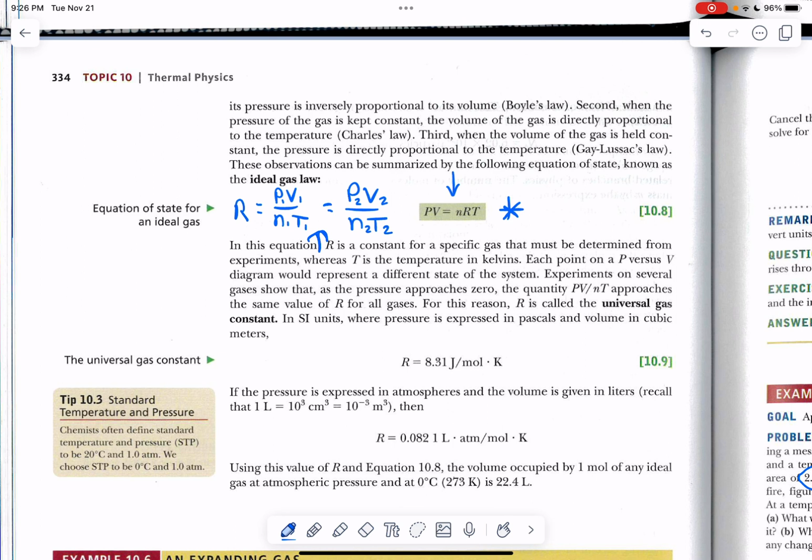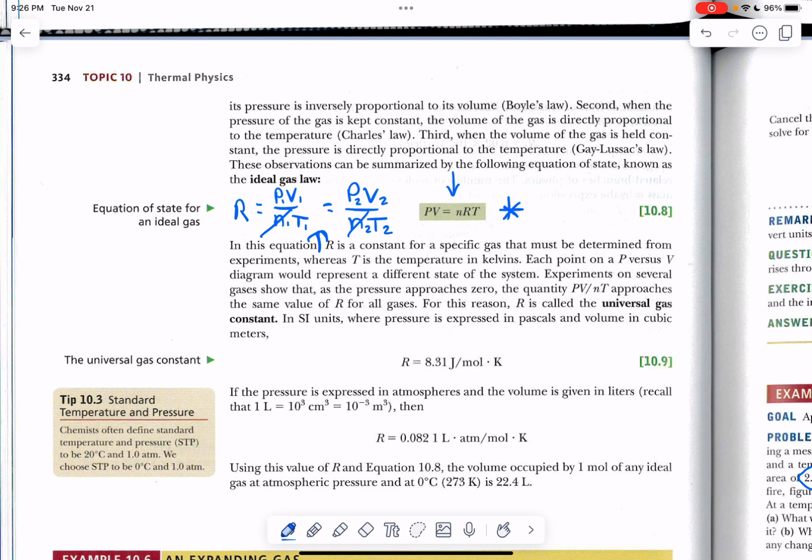Now, most of the time, the amount of gas under consideration is constant, so N would cancel out because it would be the same. You can also see, if you remember your chemistry, that Boyle's law, which is the relationship between pressure and volume, would imply that the temperature is constant. And if the temperature is constant, then you would have P1V1 equals P2V2, Boyle's law.